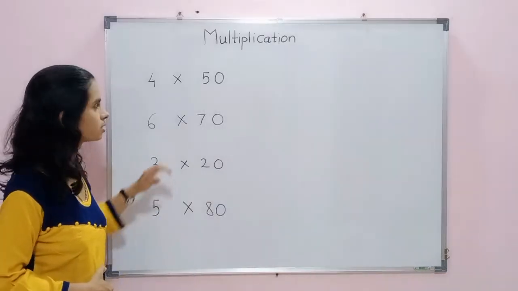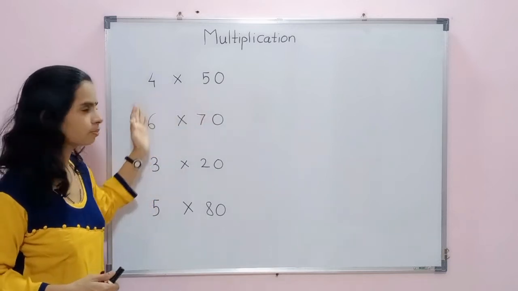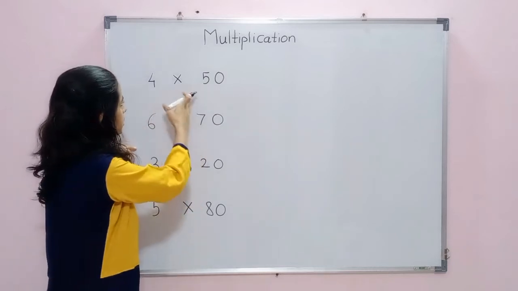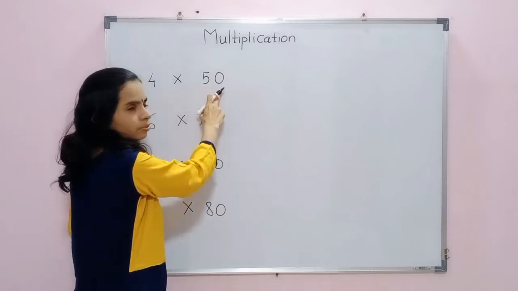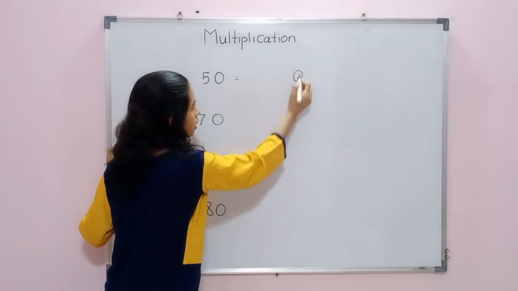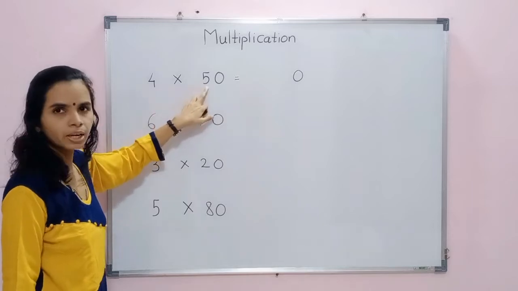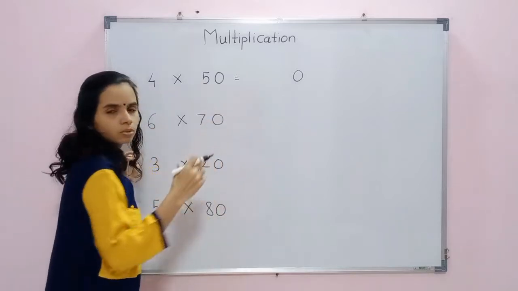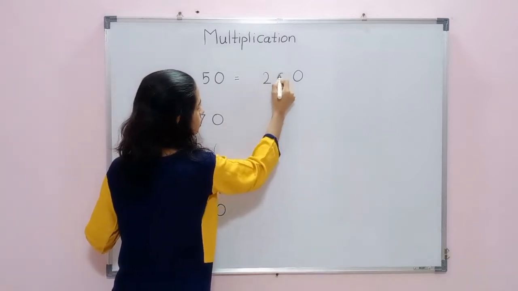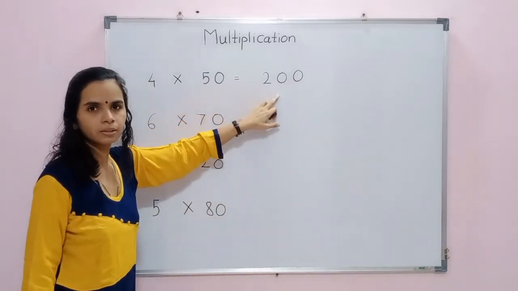Students, let's go for some basic examples with short tricks so that we can solve such type of examples very quickly. Our first example is 4 into 50. Here we will put this 0 as it is and multiply these two digits. 4 into 5 we will get 20. We will write this answer beside this 0, 20. So 4 multiplied by 50 we will get 200.